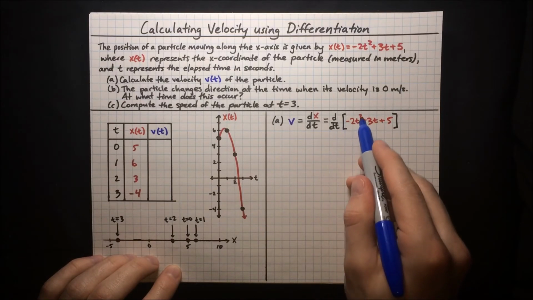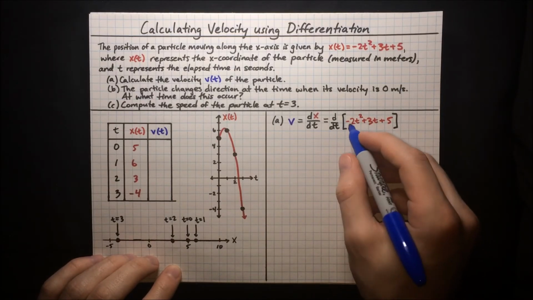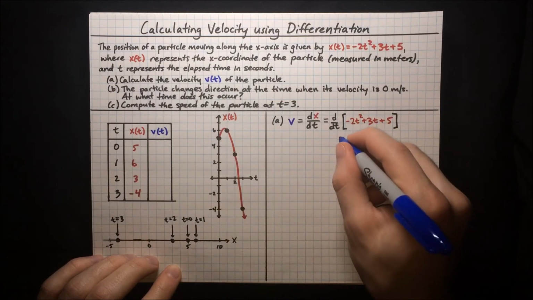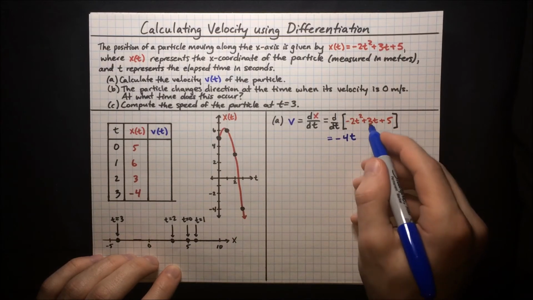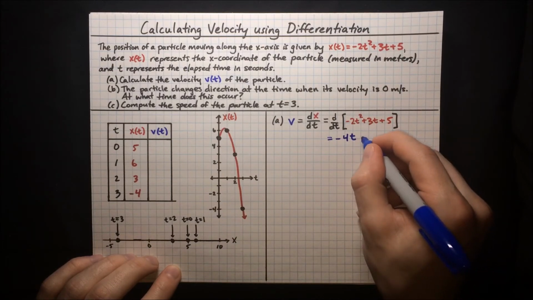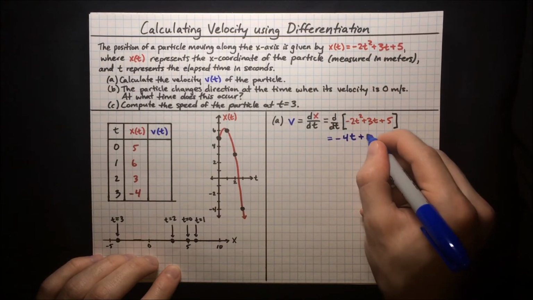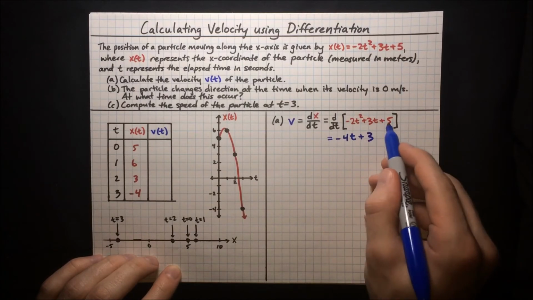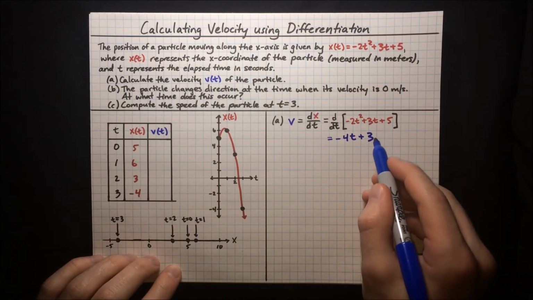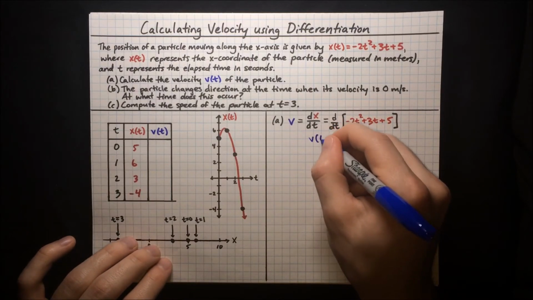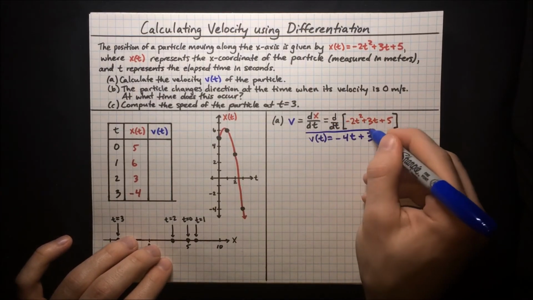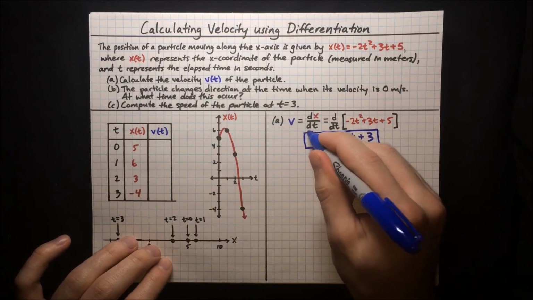Derivative of -2t squared, just bring down the 2, and you've got -2 times 2t, which is just -4t, and then derivative of 3t is just the coefficient, which is 3, so -4t plus 3, and derivative of a constant, 5, that's just 0, so it just goes away. So this right here is our velocity function. V of t is just -4t plus 3.